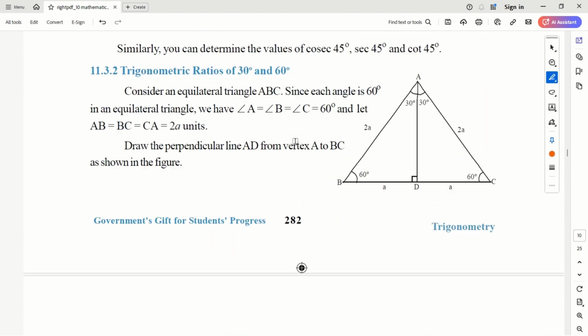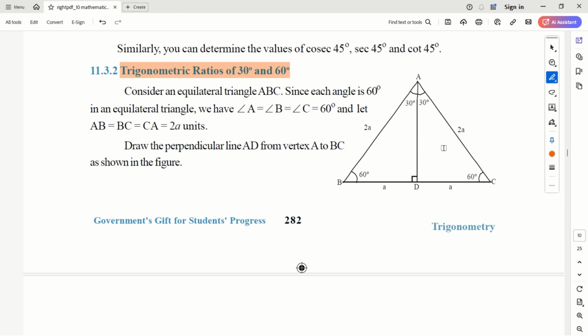Now let's see how to do it for 30 degrees and 60 degrees. In this case you take an equilateral triangle, so all three sides are the same. Take each side as 2a, and draw a perpendicular from A onto side BC. At D there is a perpendicular, that is, a 90 degrees angle is made. We know that in an equilateral triangle, the perpendicular bisects the opposite side, which means BD equals a.